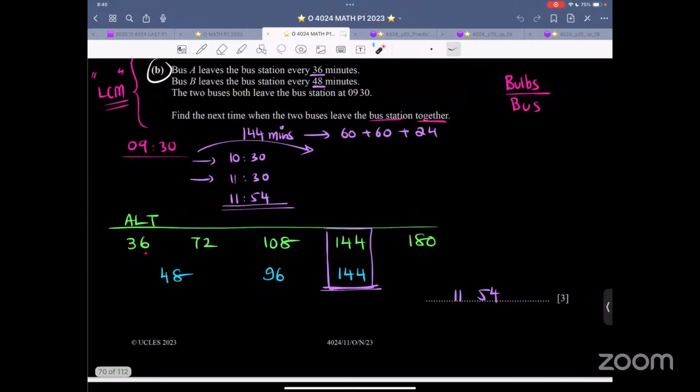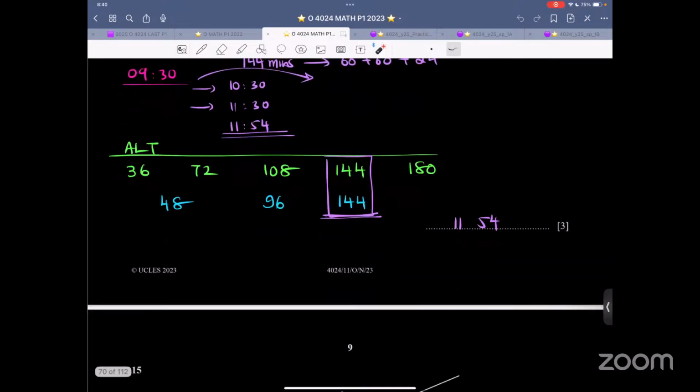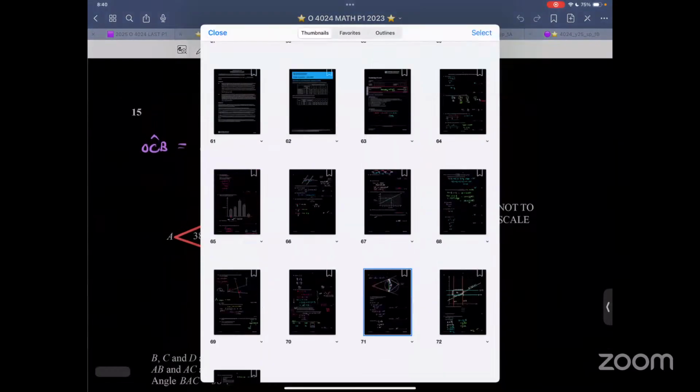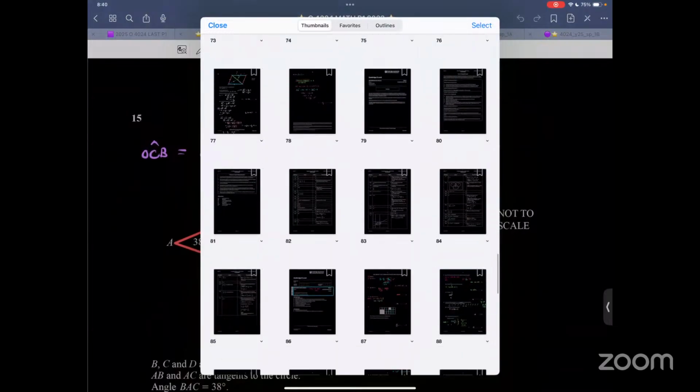And that is the alternative approach: 36, 72, 108, 144, 180; 48, 96, 144. So this is the common multiple. That's the lowest common multiple. And that's about such questions. And let me pick and choose something else.